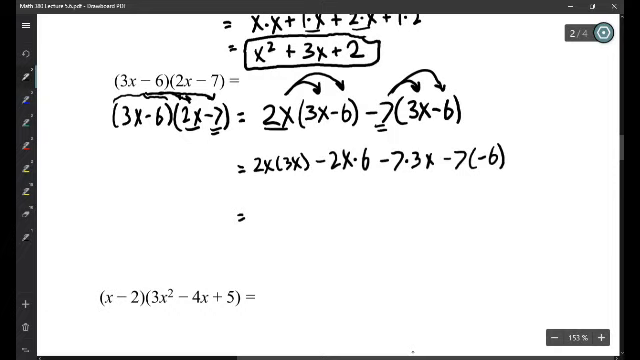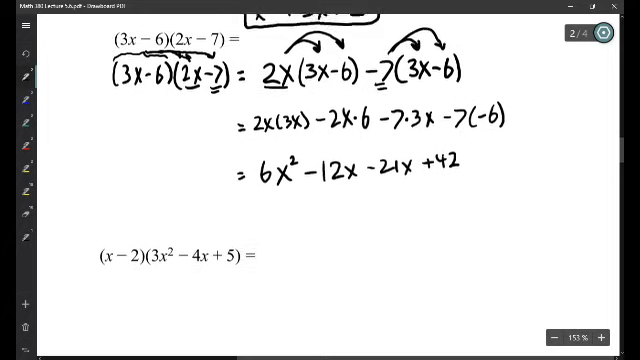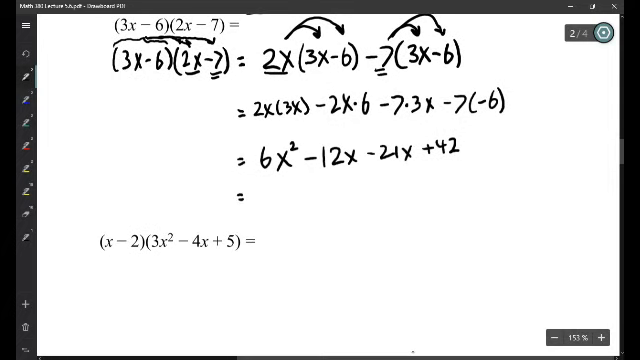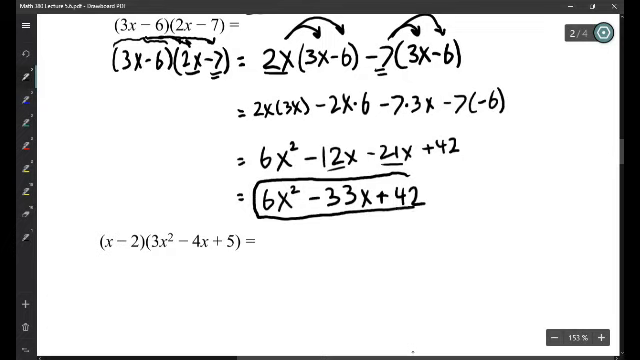Multiplying through, we get 2 times 3, 6, x times x, x squared. Then minus 12x, minus 21x. Then minus 7 times minus 6, positive 42. Then adding the like terms, we end up with 6x squared minus 33x plus 42. Let's go ahead and box that answer in.